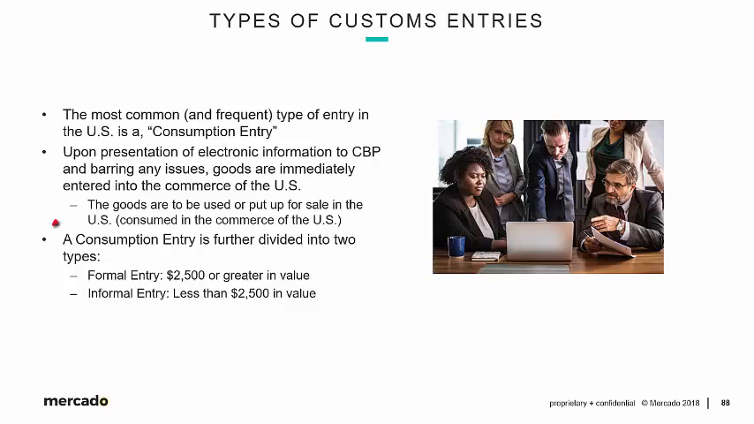Last bullet here, consumption entries are further divided into 2 types. That is a formal entry, defined as having a value of $2,500 or greater, and an informal entry less than $2,500 in value. When we go through actual entries, we'll have examples of both. For now, we want to be able to divide up consumption entries into a formal and an informal entry, both of which are driven by the value of the importation itself.